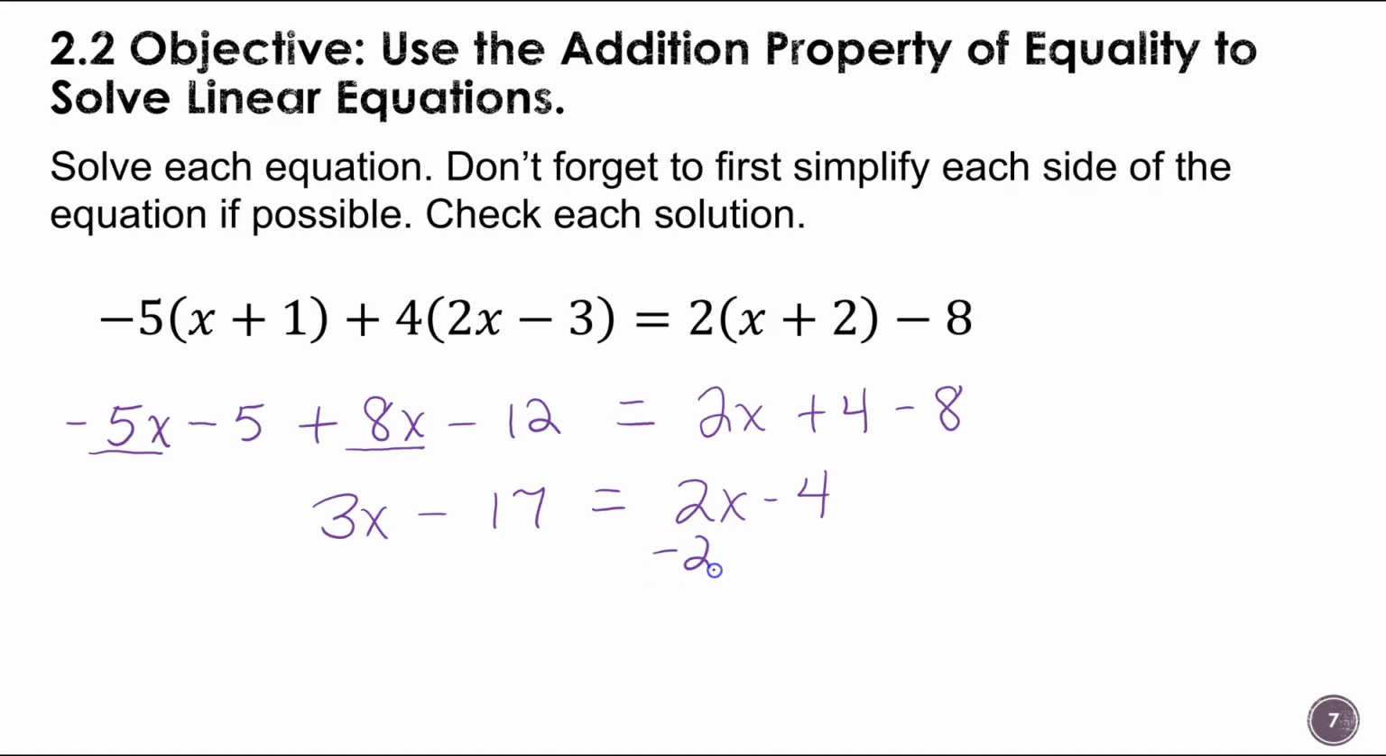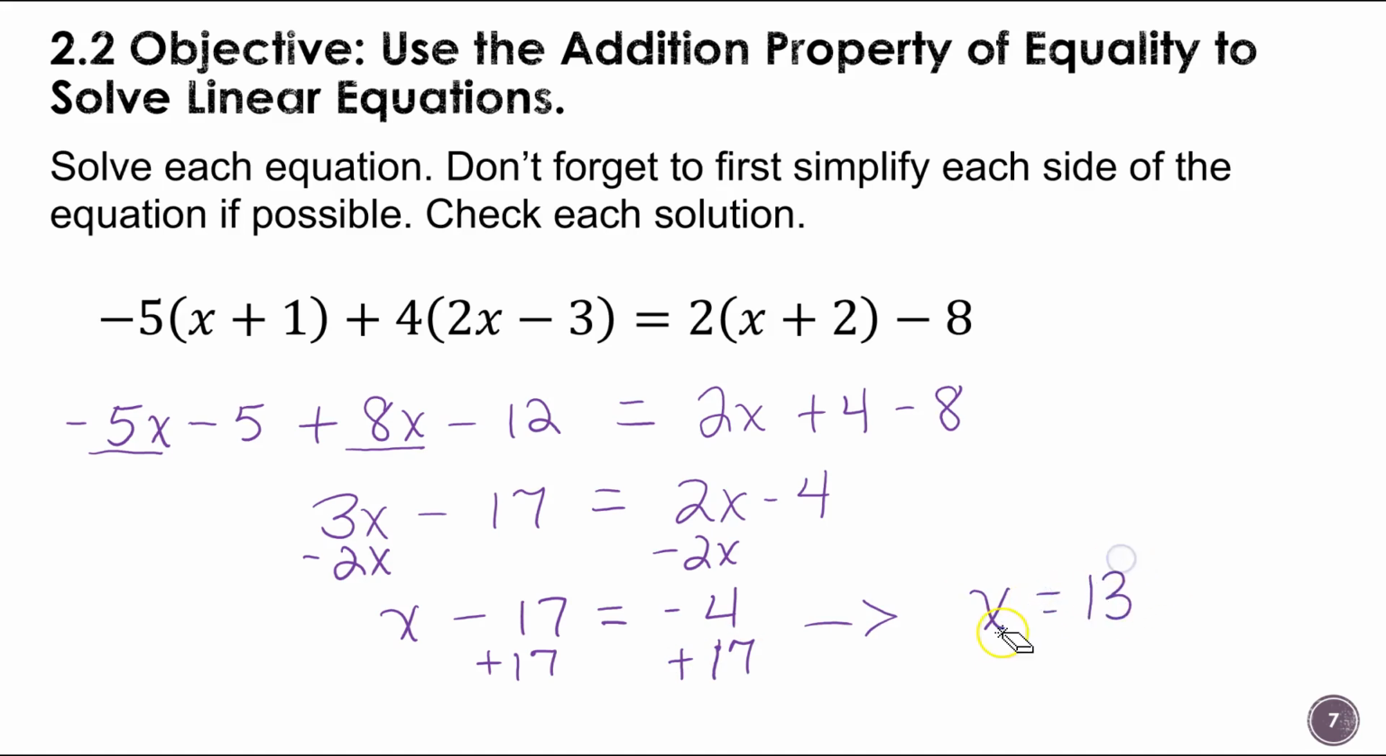Now I'm going to subtract 2x on both sides. That leaves me with x minus 17 equals negative 4. Add 17 on both sides. And then my solution is x equals 13. All right. So if you get to the end of that one and you didn't make any mistakes, that's awesome. And I hope that happens for you.